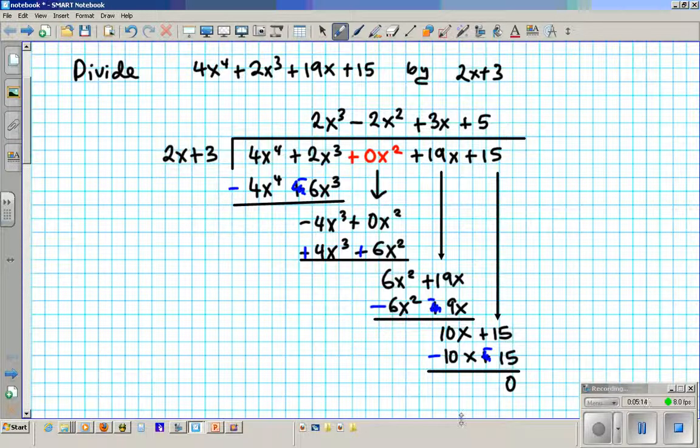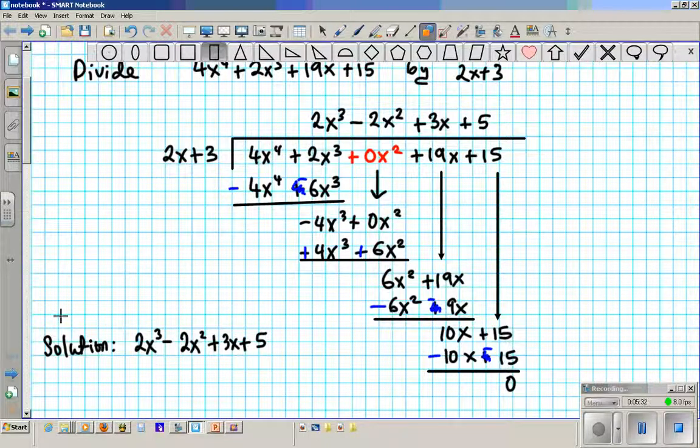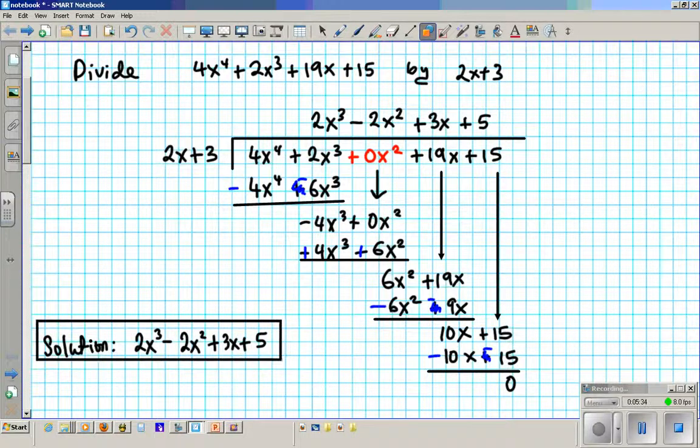Alright? So our solution is 2x to the third minus 2x squared plus 3x plus 5. And there goes your answer. Alright? So that's that. Thanks for paying attention to this presentation.